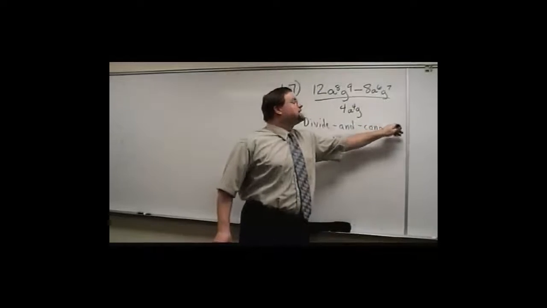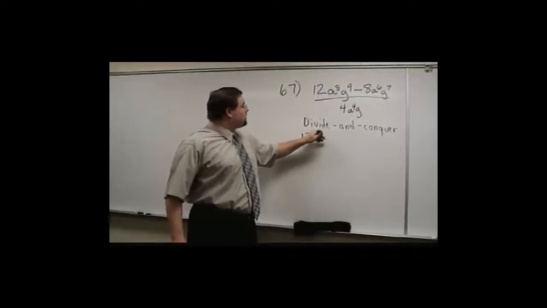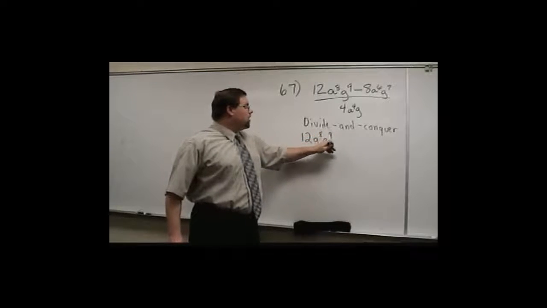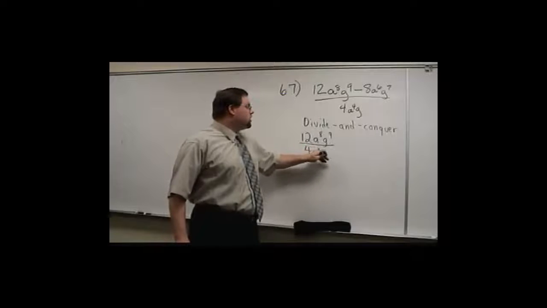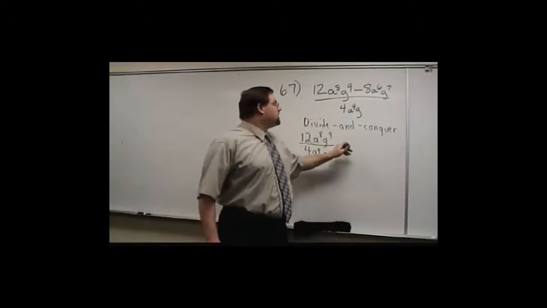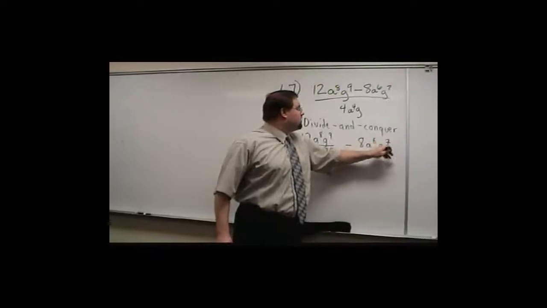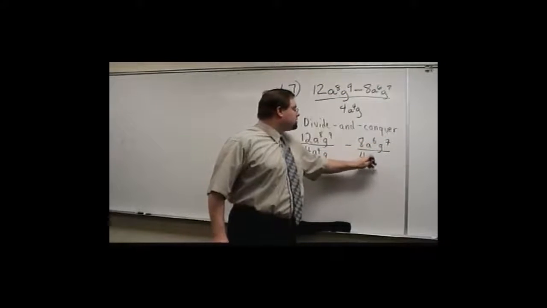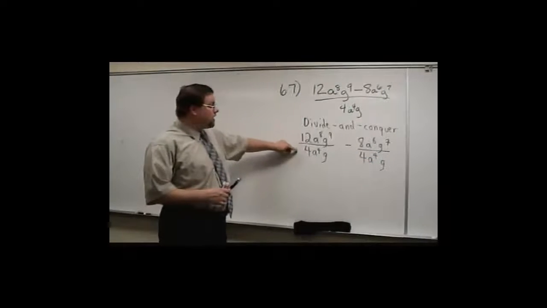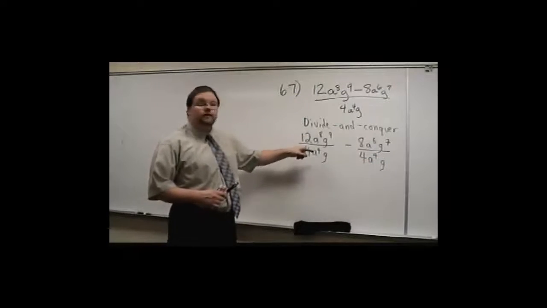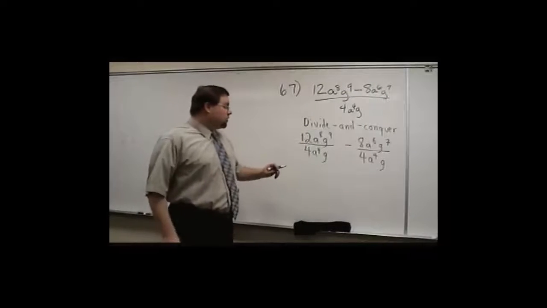Write this problem as separate pieces. So you're going to write this as 12a to the 8th, g to the 9th, over what's on the bottom, which is 4a to the 4th g, minus 8a to the 6th, g to the 7th, over 4a to the 4th g. And with the numbers, we're going to actually divide, but remember, when you're dividing with variables, we actually subtract the exponents, okay? So I'm going to go ahead and do it.